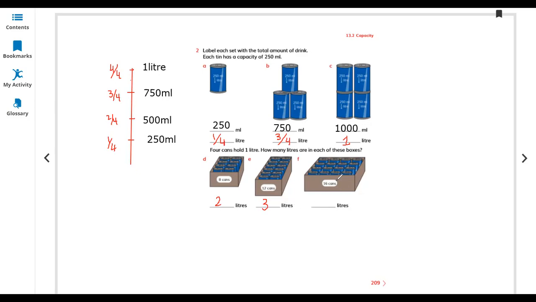and after that 16. 16 after 12, 16. So again in 1 liter, 4. In 2 liter, 8. In 3 liter, 12. So in 4 liter, 16. Like the table of 4. Let's move to the next page.